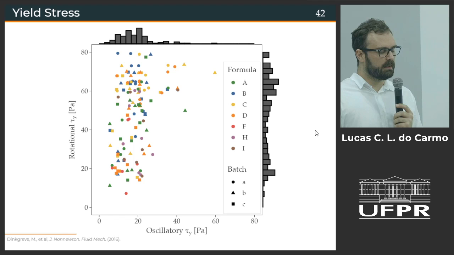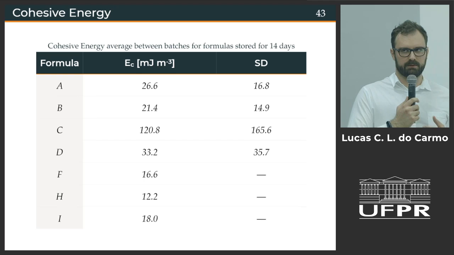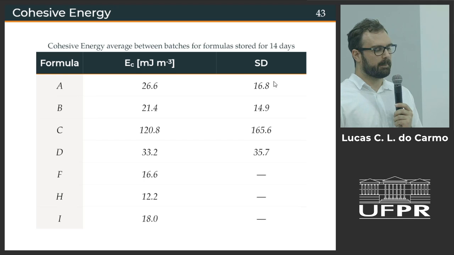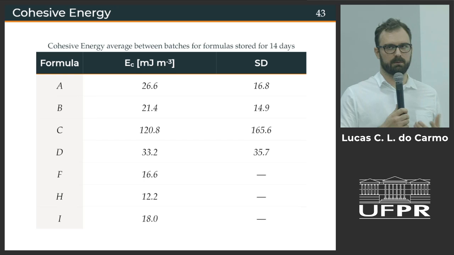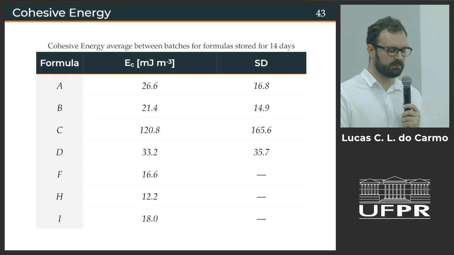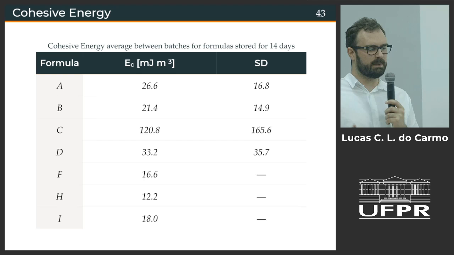However, the error was so big that we couldn't take any useful information from the yield stress. The cohesive energy is calculated using the yield stress and the deformation of the material. We also thought that it would be a good parameter to visualize to determine the stability of these formulations, but the error was very big and we saw no correlation to stability and no significant difference between formulations. So we also couldn't extract any information about stability that could be correlated to the cohesive energy.